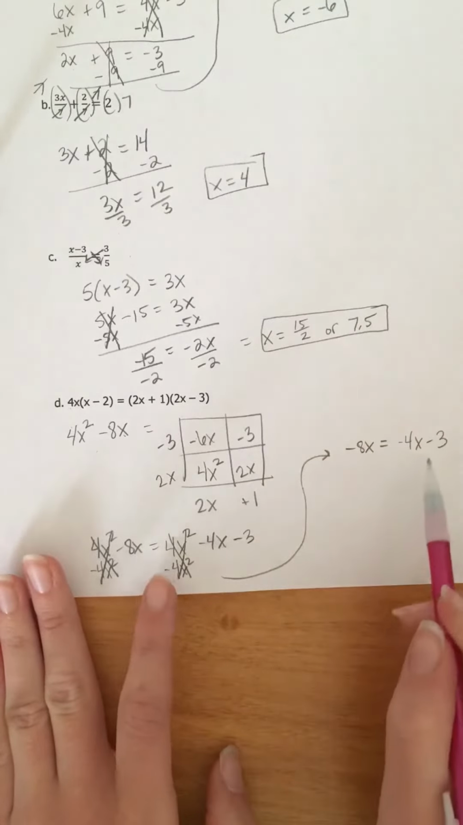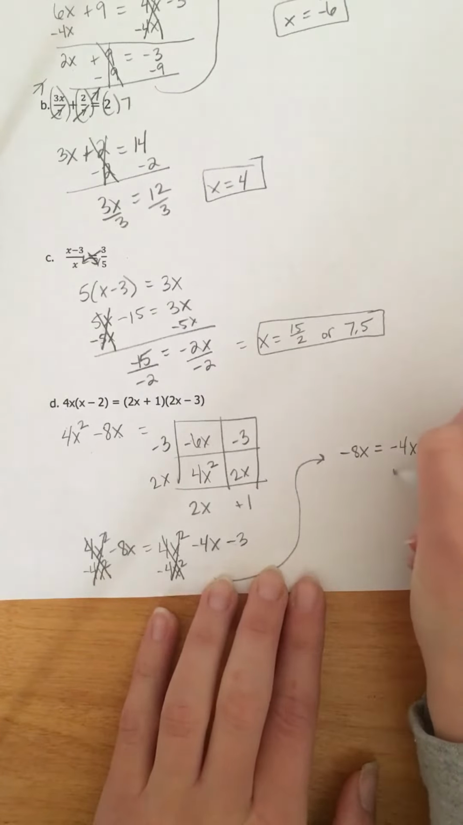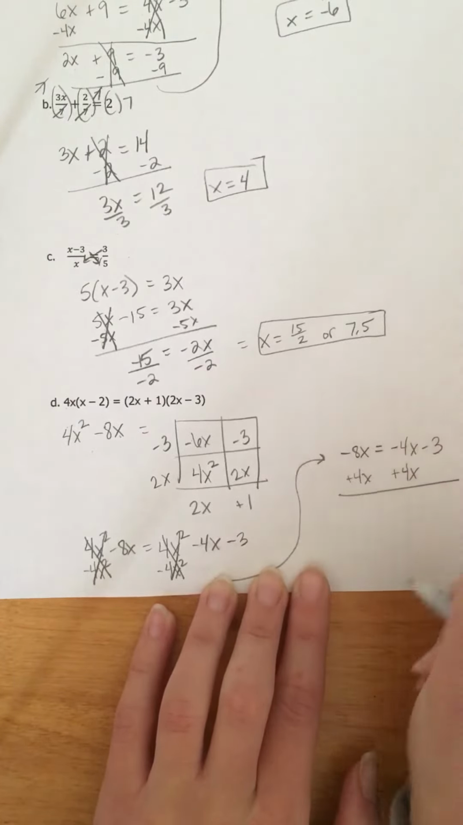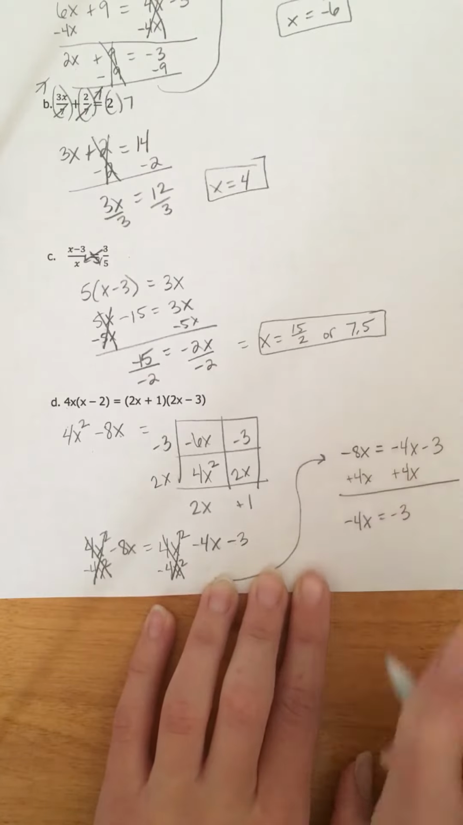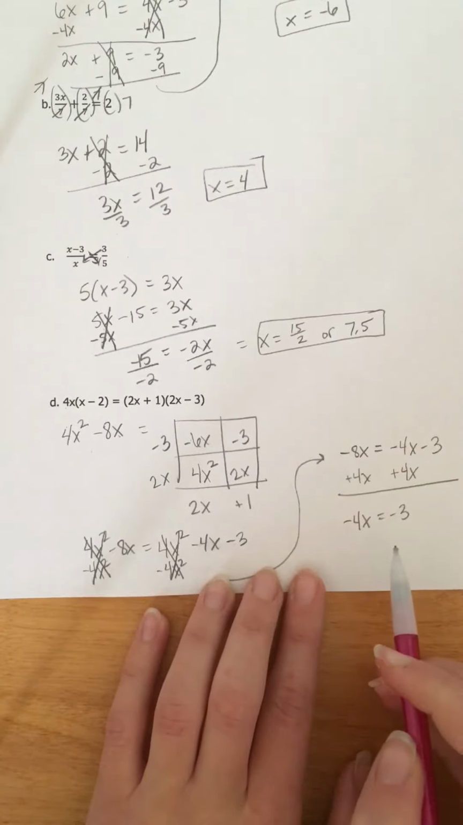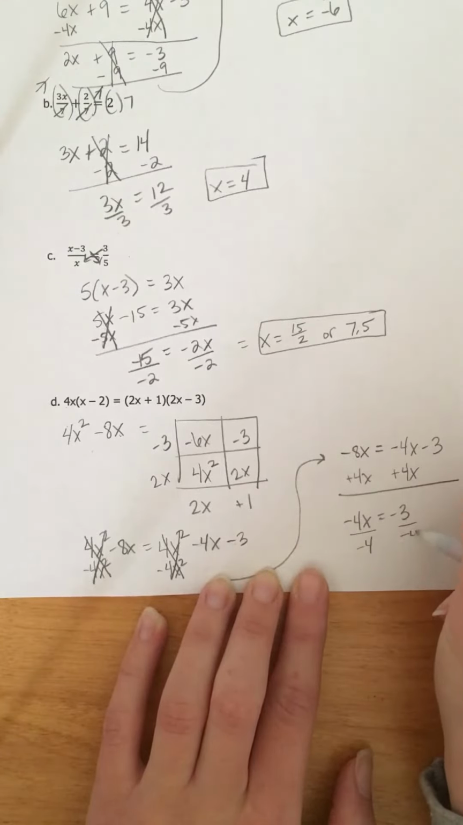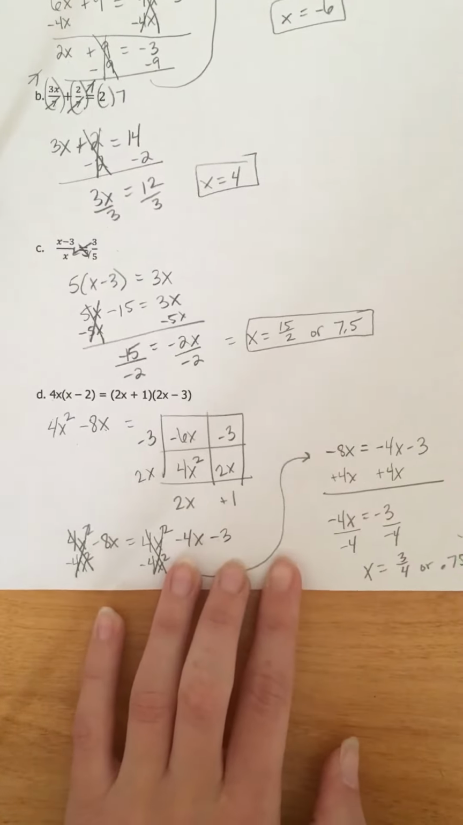All right, so I'm going to move this minus 4x over to here. So to do that, I need to add 4x, opposite of subtracting. So I get minus 4x equals minus 3. Make sure you're careful with those signs. Last step is divide by negative 4. So you get x equals positive 3/4, or 0.75 is okay for that too.